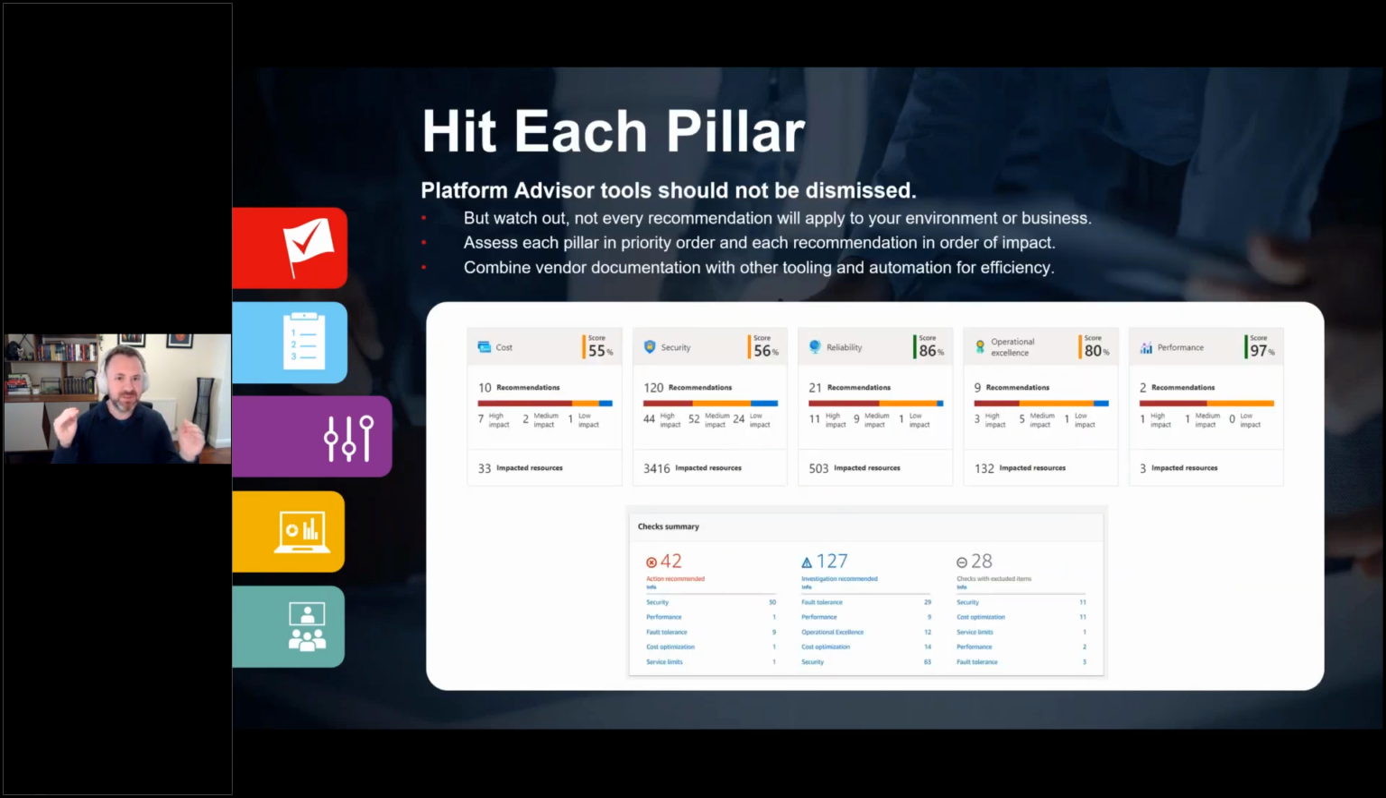So once I have that mapped out in my head, I will then tackle each WAF pillar in turn according to the priority we've determined during the workshop. And so what does that mean? Well, to start, I am going to review the output of the platform advisor tools. These should absolutely not be dismissed or scoffed at.